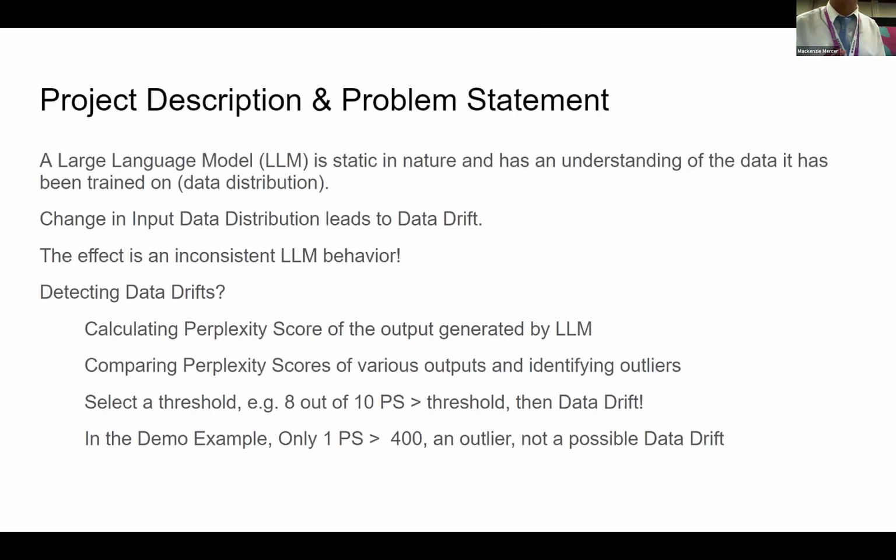So, what is data drift? Data drift is the gradual decrease in a model's performance over time because the data that it was originally trained on is different from the testing data that it's currently being tested on, and that leads to inaccuracies for the model.